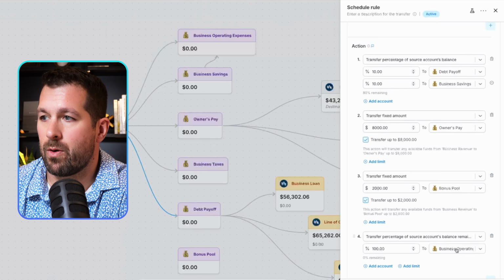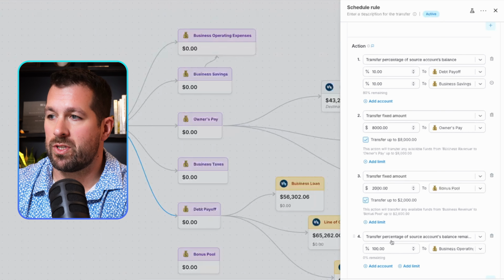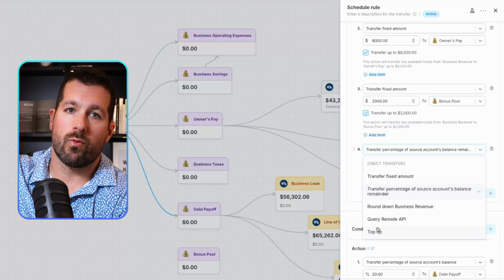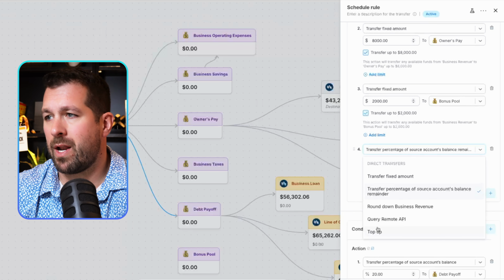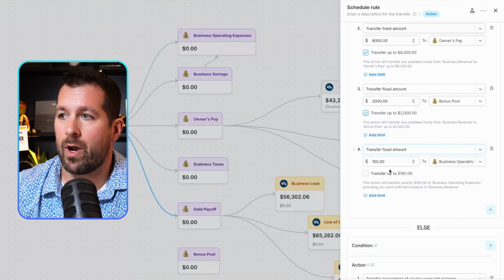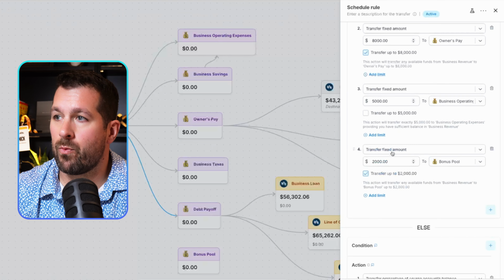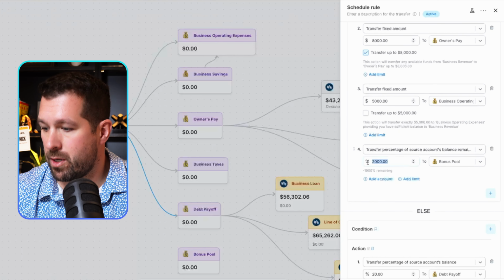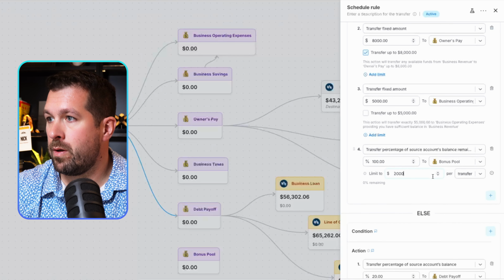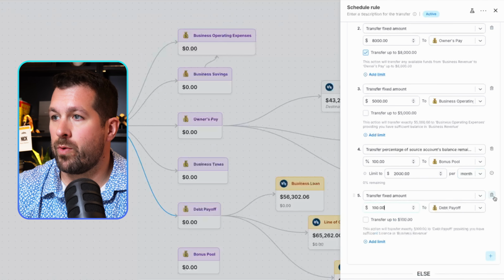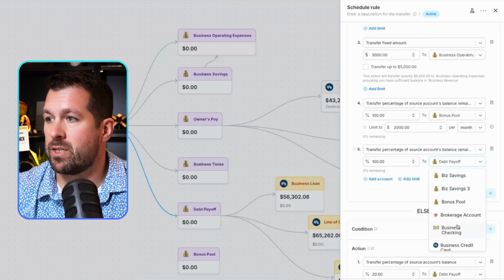Again, you can customize this however you'd want. Perhaps you want a specific amount going into the business operating expenses above the bonus pool. Not a problem. You just simply click into here, transfer a fixed amount, and drag that rule to prioritize it with any additional dollars going into the business bonus pool. And I'll show you that exactly, just so you can get a look. Let's say that you wanted to make sure that every single month you have $5,000 going into the operating expenses. Not a problem. And we can even transfer a percentage of the remainder, in this case 100% of the remainder, into the bonus pool with a limit of $2,000 per month. And we can do 100% of whatever's left going back into the business operating expenses.